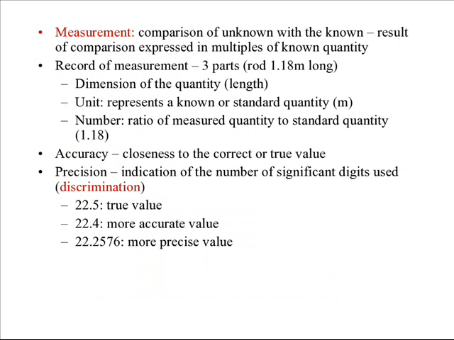Also important is measurement, which is comparison of unknown with the known. The result of comparison expressed in multiples of a known quantity. When you record a measurement, there are 3 parts. A rod is 1.18 meters long. You have the dimension of the quantity, which is the length. You have the unit, which represents the known or standard quantity, which in this case is the meter. And then the number, the ratio of the measured quantity to a standard quantity.